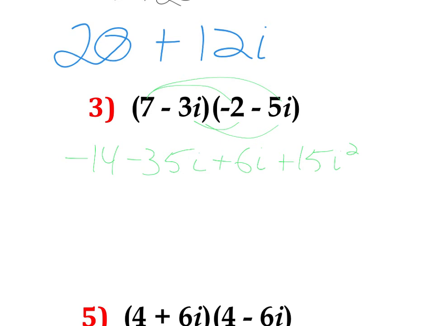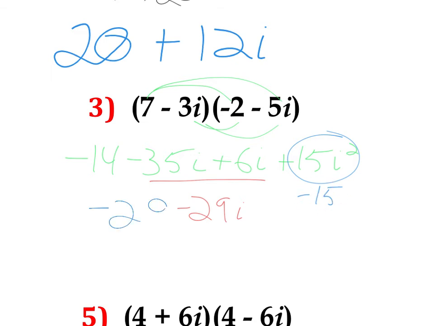Now, a few things are happening here. First and foremost, we have like terms in the middle. So -35i plus 6i is a -29i. Next, we have this 15i squared. Well, that's technically a -15. So I've got -14 minus 15. That is -29. So -29 minus 29i would be our answer there.